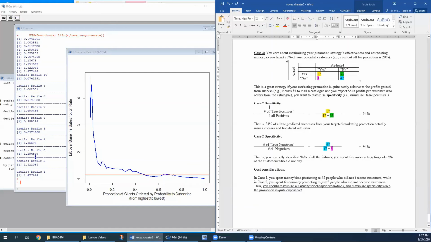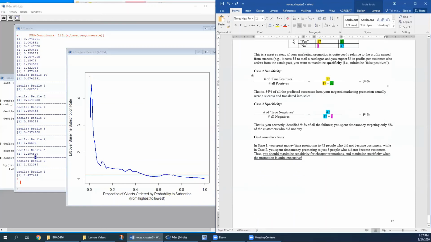We can calculate sensitivity and specificity again. What we find is that the sensitivity of this campaign is 34% and the specificity is 94%. That means that we spent time and money targeting only 6% of the people who ultimately did not buy. This is a sign that, because this was quite expensive, it was appropriate for us to maximize specificity. So it's good that specificity was larger than sensitivity.